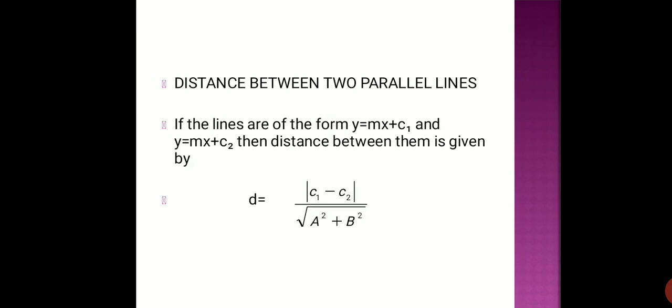Now we have to see the distance between two parallel lines. If the lines given are of the form y = mx + c1 and y = mx + c2, you must be wondering, if they are two different lines, it should be y = m1x + c1 and y = m2x + c2. But m1 and m2 are not specified, they are only m, because the lines are parallel. We know for parallel lines their slopes should be the same. That is why both are represented by the same notation, m. So if we want to find the distance between these two, the formula is d = |c1 - c2| / √(a² + b²).